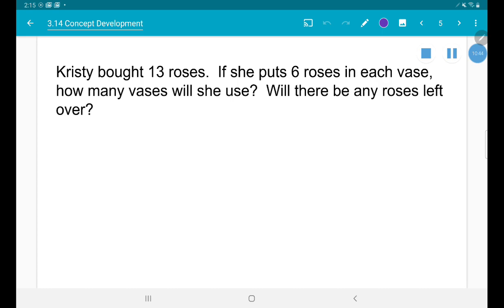All right. Christy bought 13 roses. If she puts 6 roses in each vase, how many vases will she use? Will there be any roses left over? Christy bought 13 roses. If she puts 6 roses in each vase, how many vases will she use?